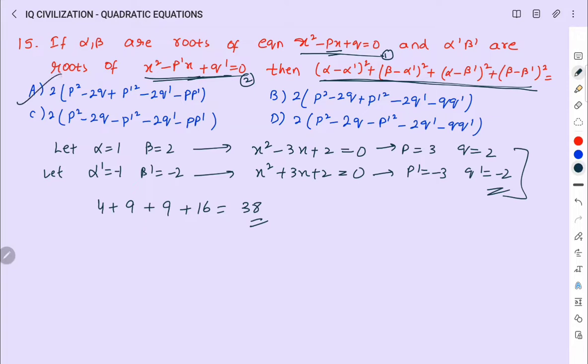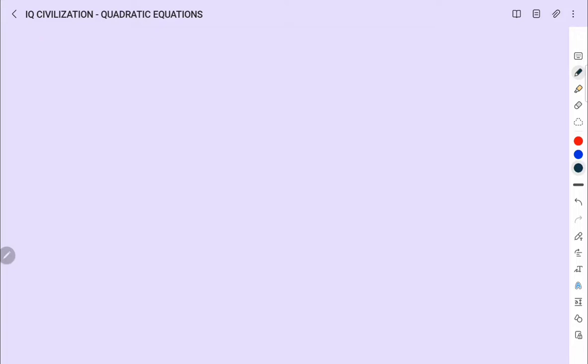Okay, so in this way we have finished all the quadratic equations PYQs, shortcuts.